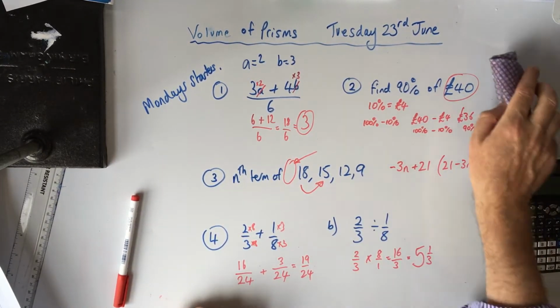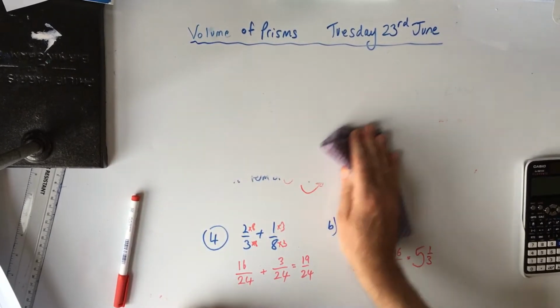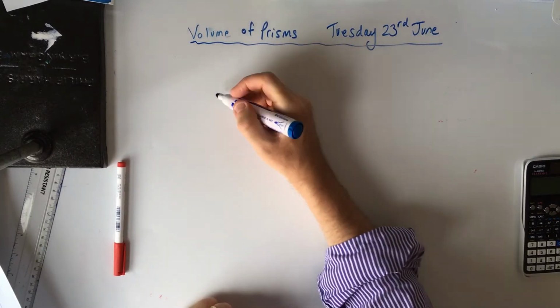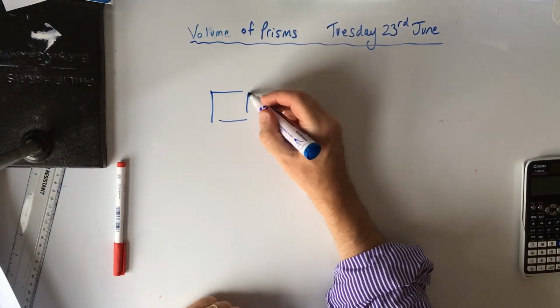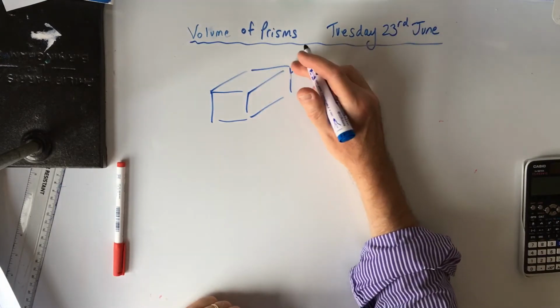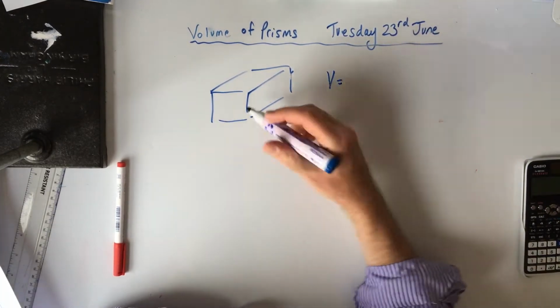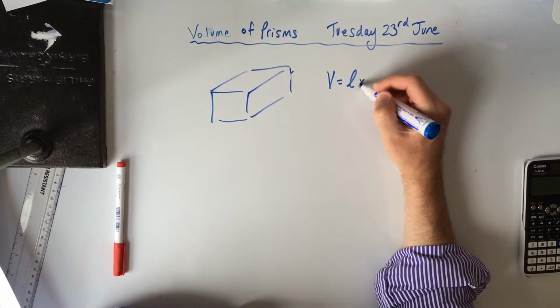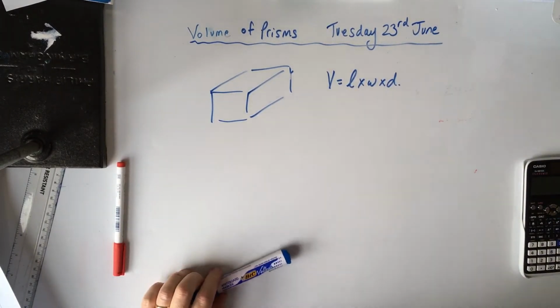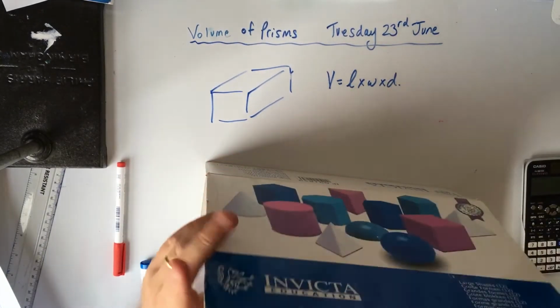Right, volume of prisms. Now, a little bit more to it. I've told you that the formula for a cuboid is length times width times depth. But a cuboid, you're going to get excited now when you see what I've got here.